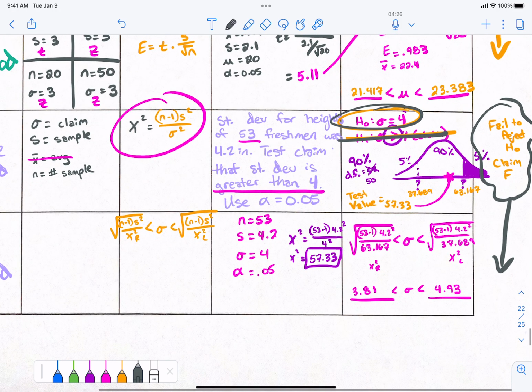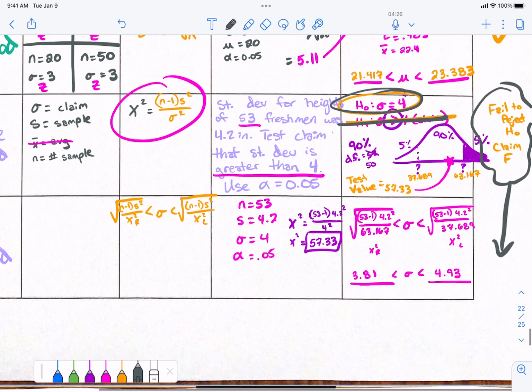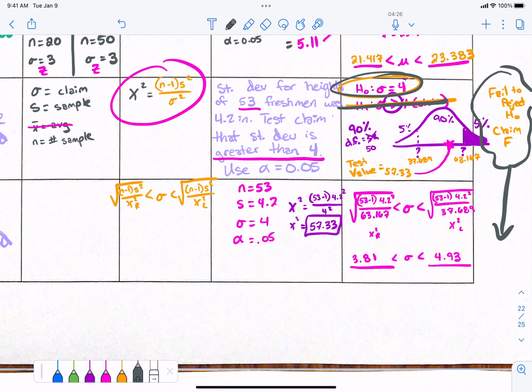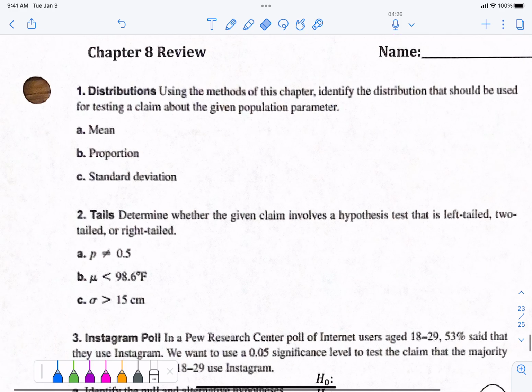Perfect. Okay, questions about that? I'll leave that up there for a second. Sorry, I have this in the way and I should get rid of it. There we go. Okay, good? Yes. Okay, let's go down to the chapter review.